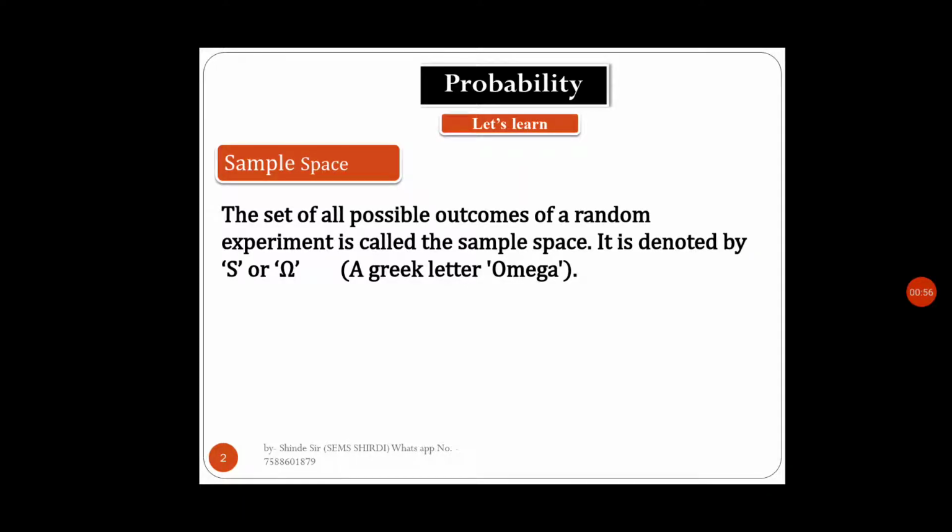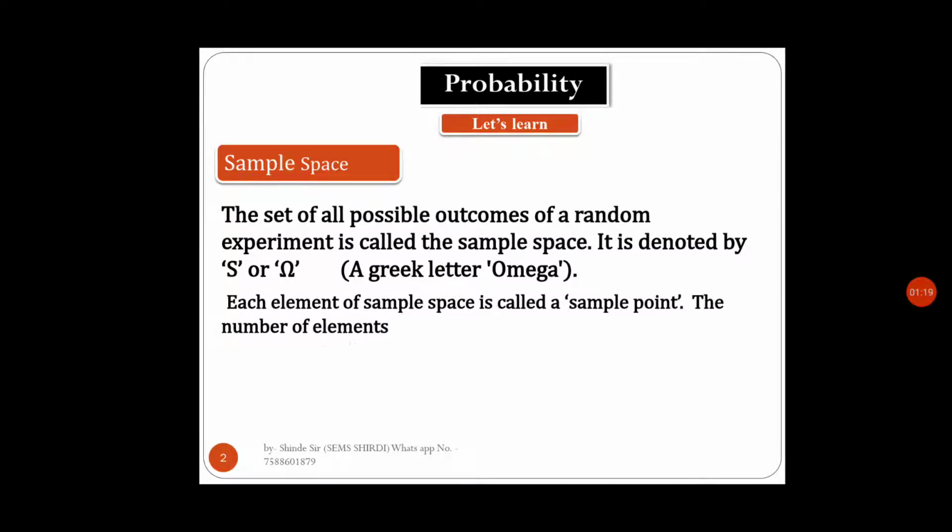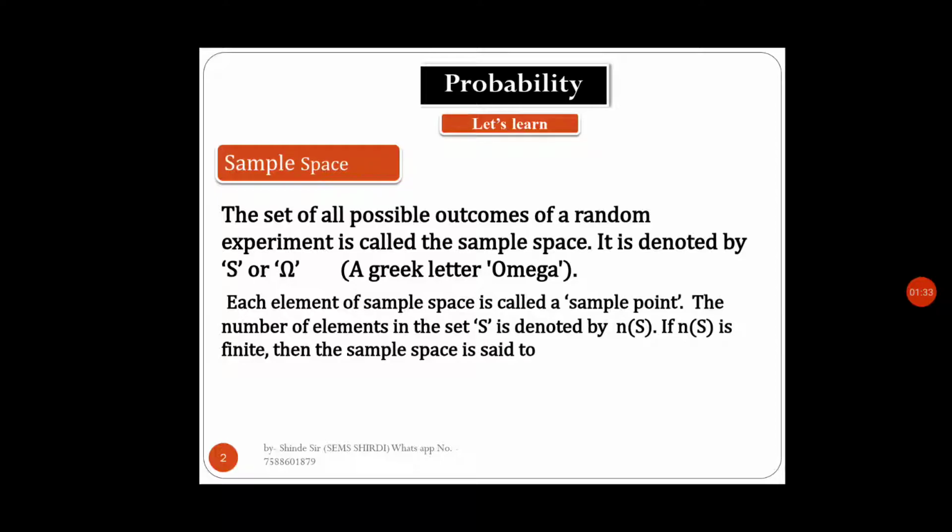Random experiment means that in this experiment the result is known and every outcome has the same possibility. Each element of the sample space is called a sample point. The number of elements in the set S is denoted by n(S). If n(S) is finite, then the sample space is said to be a finite sample space.